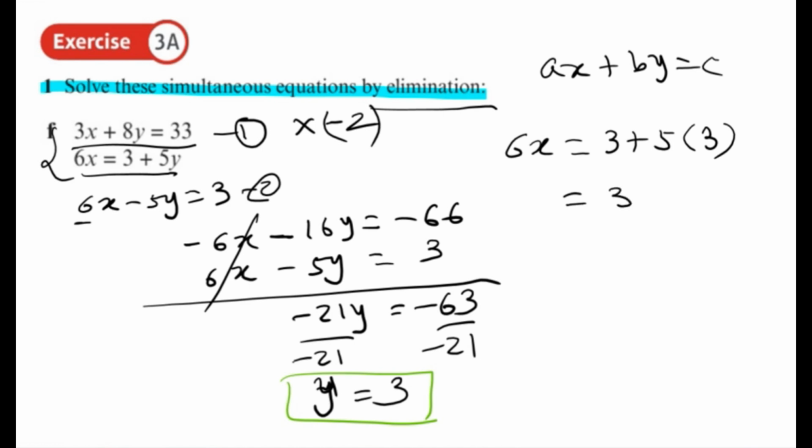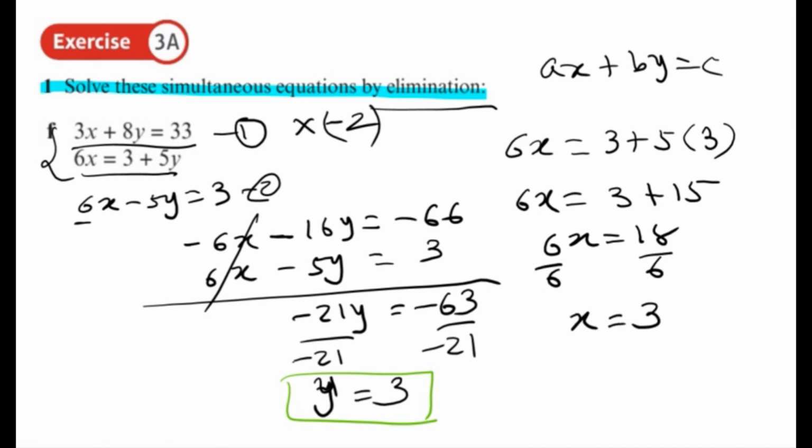So 3 plus 15, so 6x is equal to 18. Divide by 6, divide by 6. So x will give me 3. So that means the solution for these equations is y is equal to 3 and x is equal to 3.